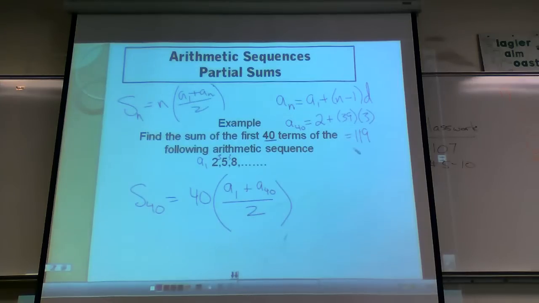Well, 40 times 3 would be 120. Take 3 away and add 2. So I can just take these two numbers I've got now and plug them in. First term is 2. 40th term is 119. So 2 plus 119 divided by 2, and whatever that number is, multiplied by 40.